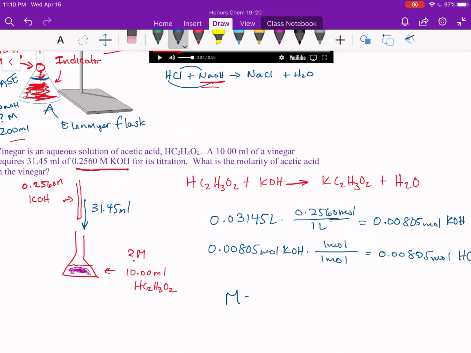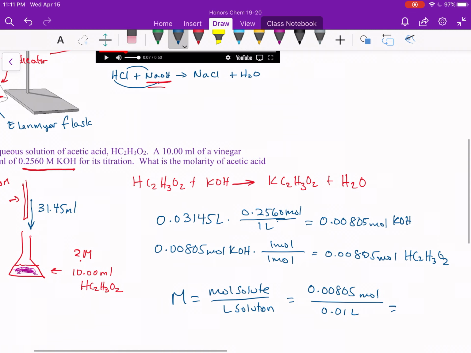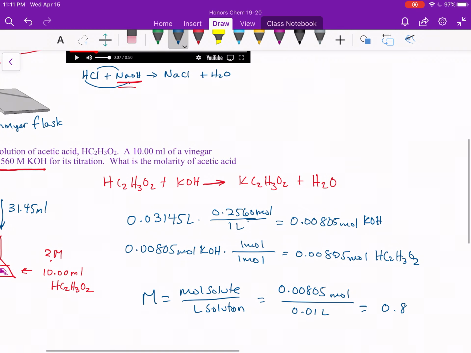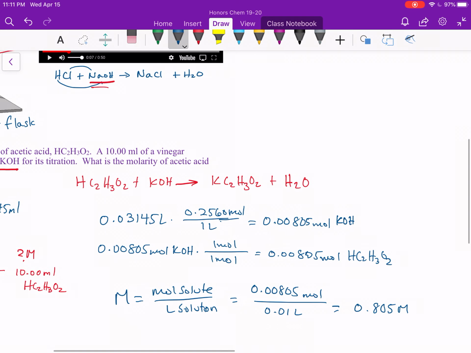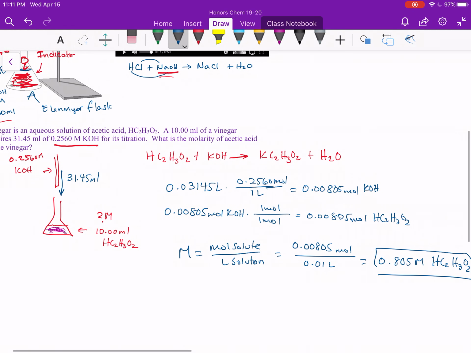Now again, I'm looking for my molarity, which we know is moles of solute over liters of solution. And so here I have 0.00805 moles of my solute. Now my liters of solution is 0.01 liter, and that's going to give me my 0.805 molar acetic acid solution. So I was able to use the titration to figure out what that concentration would be. Okay, so hopefully that makes sense.